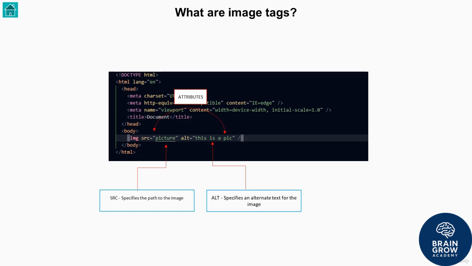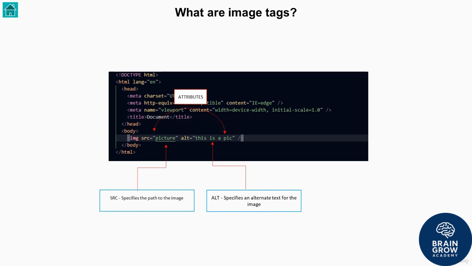The user will then know that there should have been a picture right there, and that they cannot see it because their internet connection is so slow, or that the browser is not loading properly, or it has some problems. So they see the text instead. Alright, let's now move back to VS Code and create an image.